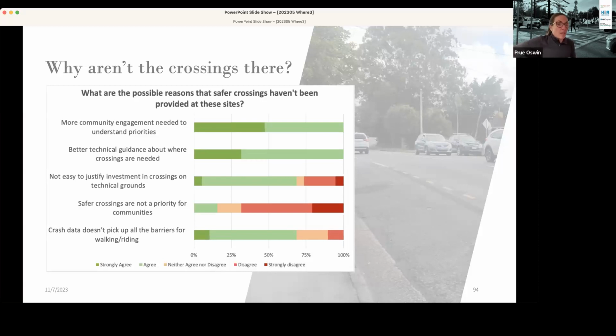Better technical guidance is needed about where we need crossings. So the guidance isn't strong. We have guidance around where we can't put certain types of crossings. We have really strong guidance about that. But in places like Bly, we don't have these really strict requirements saying where we need to put crossings in.